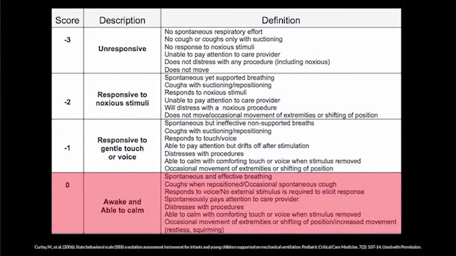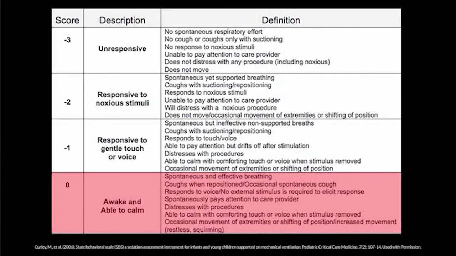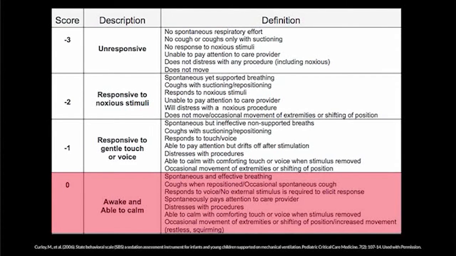A 0 would be the patient who's awake and alert, and occasionally there are children, usually not in the toddler range, but usually older children who may tolerate having a breathing tube in and being somewhat awake at some times during the day. Parents can be really helpful in facilitating a child being able to be somewhat awake when they have a breathing tube in.